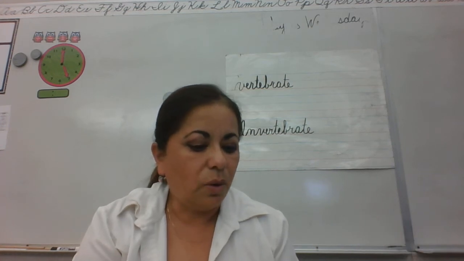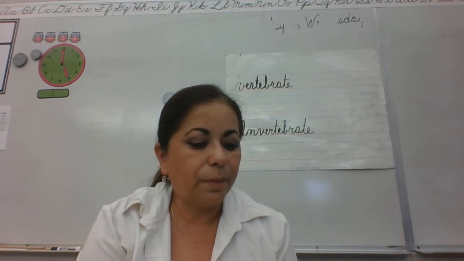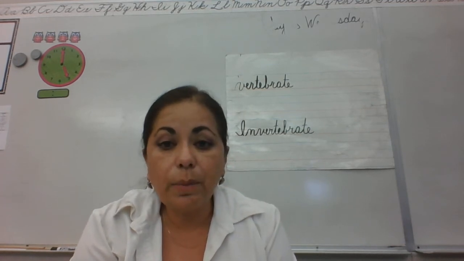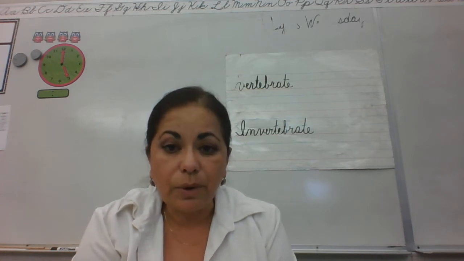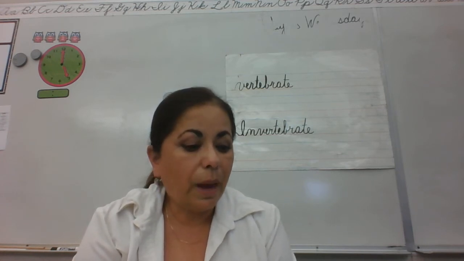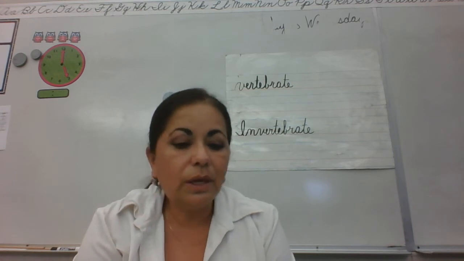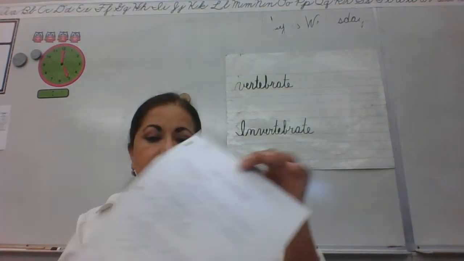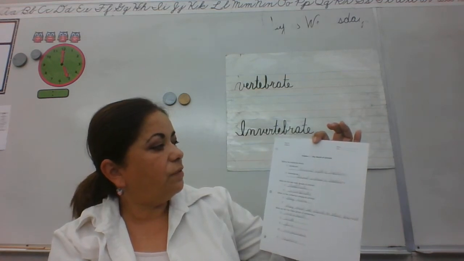Okay, so the first group scientists make is to divide animals by whether they have backbones or not. Animals with backbones are called vertebrates. Animals without backbones are called invertebrates. In means without. They don't have a backbone. So if you look at your science paper, your very first assignment is to define the following words.